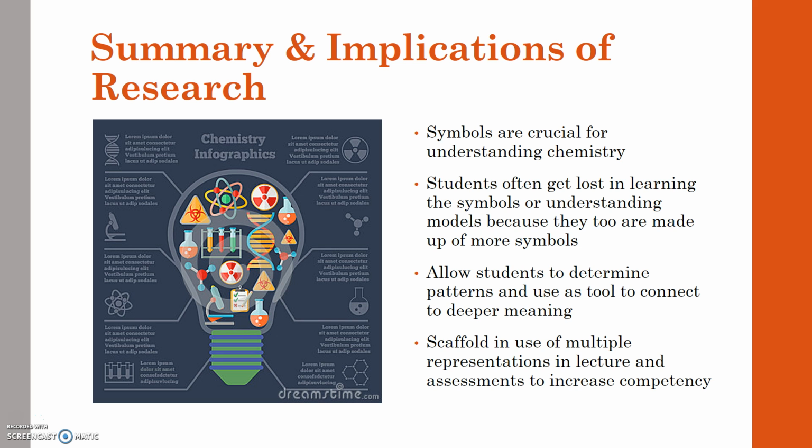Further, students often get lost in learning the symbols or understanding the models because they too are made up of more symbols. So looking back at this image, looking at the atom, you would need to know that the center is the nucleus, these rings are part of the cloud, and the red is meant to introduce the electrons. That's 3 symbols within this one symbol, and so it's important for teachers to really break down the different symbols that we're using, whether it be in picture form or something like a chemical formula.